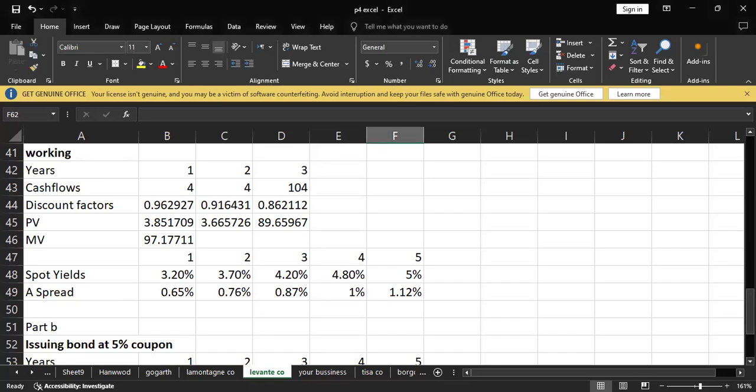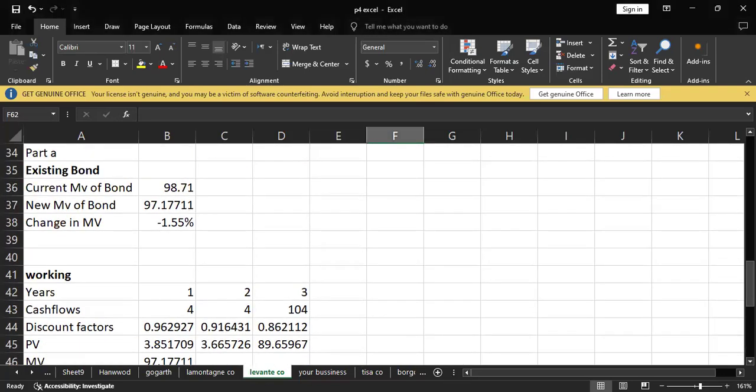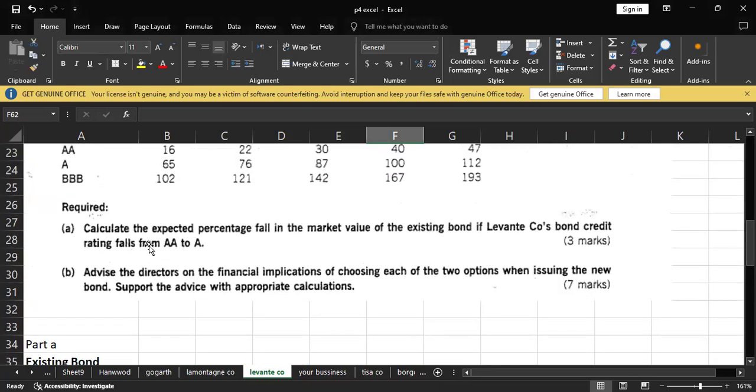See, what is the requirement? Calculate the expected percentage fall in the market value of the existing bond if Levante company bond's credit rating falls from AA to A. Examiner has asked you to compute how much the market value of the existing bond will fall. Why? Because previously the rating of the bond was AA. Now its rating has fallen to A.